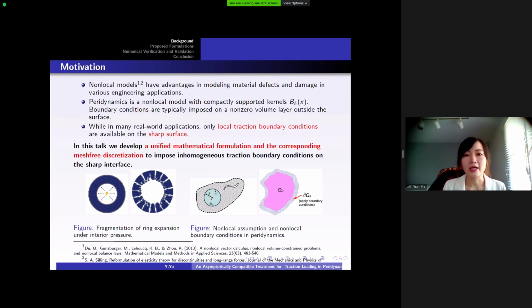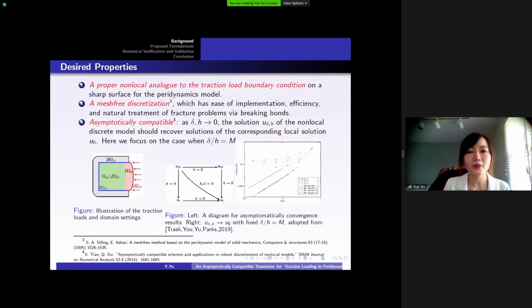On the other hand, we hope to combine that with the Meshfree discretization method because of its efficiency and its ease in handling the evolution of fracture. So here are the desired properties of this development. Firstly, the domain decomposition. The domain setting is as follows. Here we assume that on the red line there is a traction loading applied on the sharp interface. On the blue line we assume a Dirichlet type boundary condition, which means the displacement information is fully available on this blue line and a thin layer outside it.